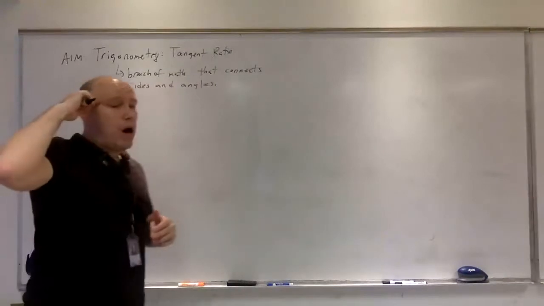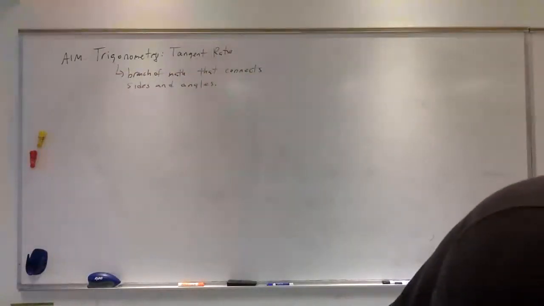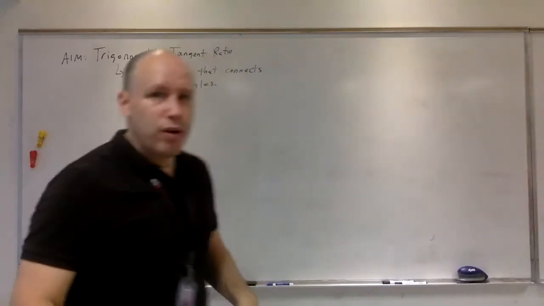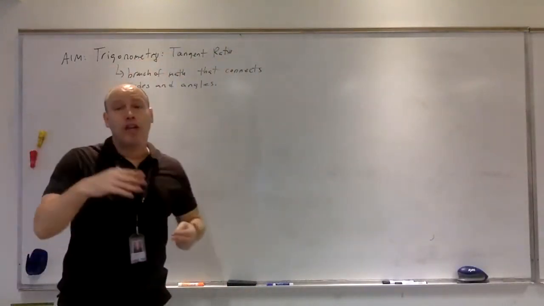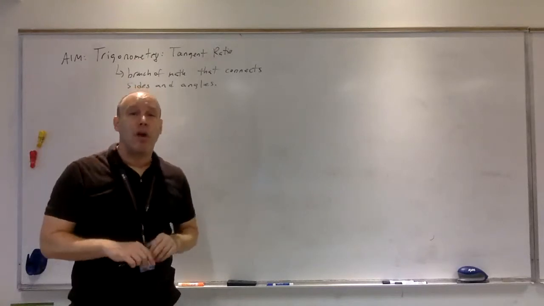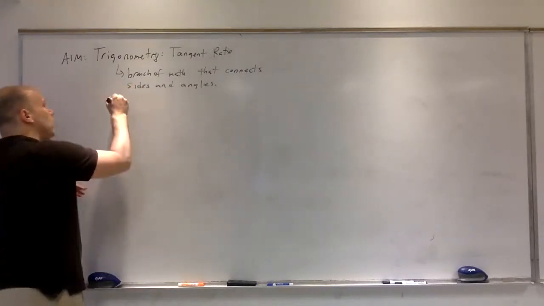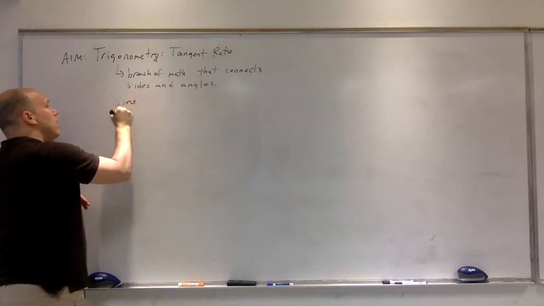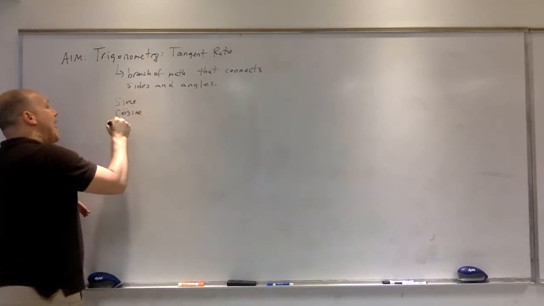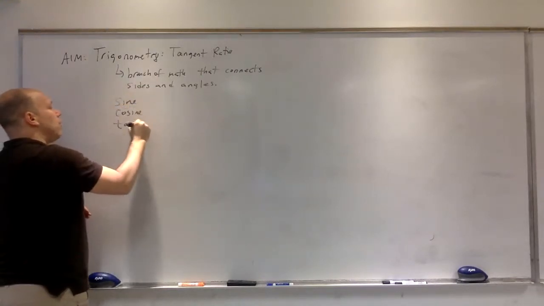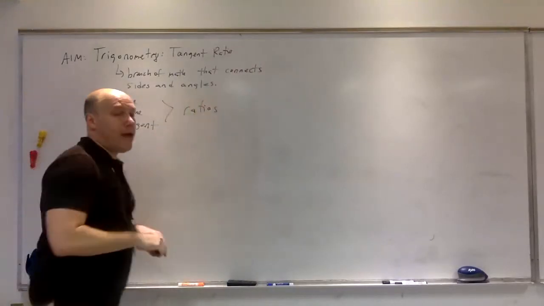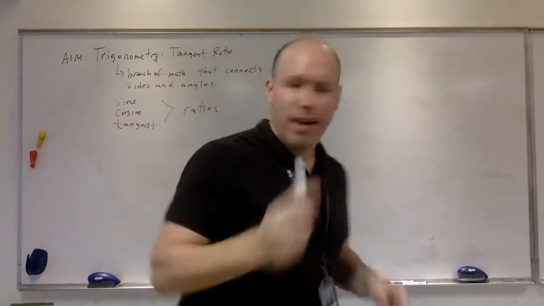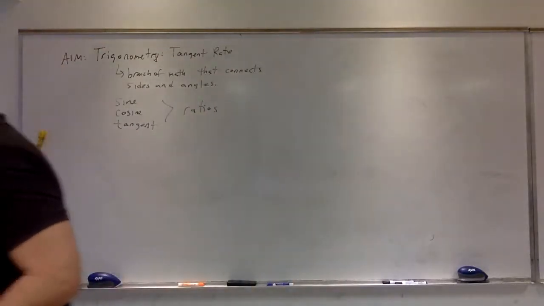You might have studied this in the past. We're going to be using three ratios. We're going to be looking at right triangles in this class, and then we're going to move on to other types of triangles. The three ratios are the sine ratio, the cosine ratio, and the tangent ratio. These are ratios.